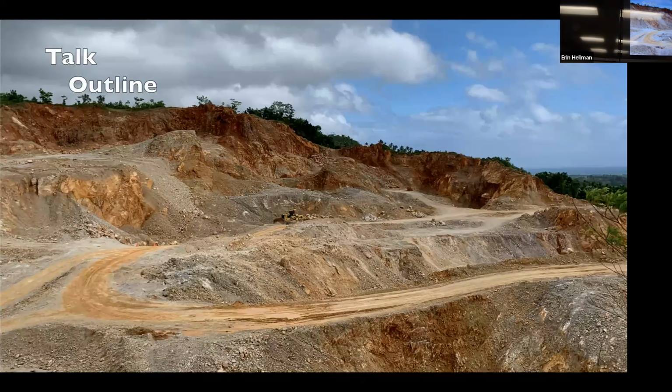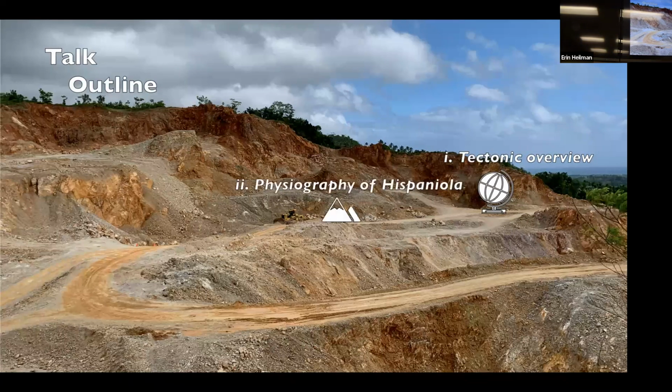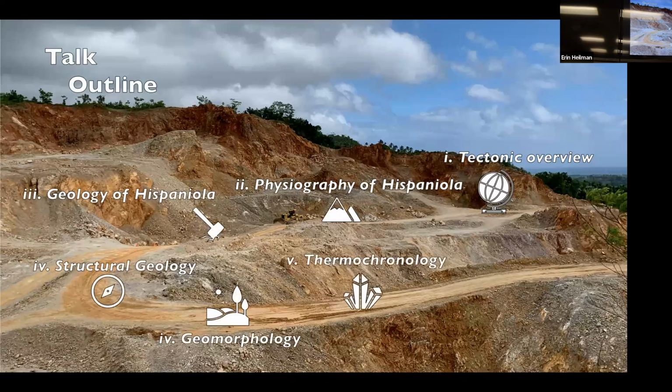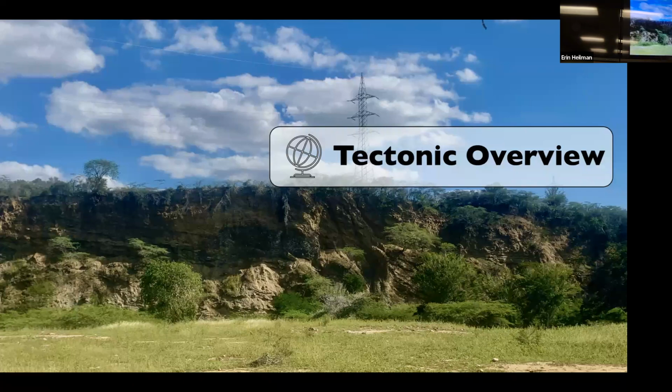So just stepping through a quick outline, there's a lot of animation, so I have to click a lot. We're going to start with the tectonic overview, then go into the physiography or topography of Hispaniola. We're going to talk about the geology of Hispaniola, the structural geology, the geomorphology, thermochronology, and then a synthesis. So a lot of stuff's going to go into this. We're going to speed through it, but hopefully it will be fairly straightforward, and we'll end, of course, with a little bit of question and answer. So let's start with the tectonic overview.